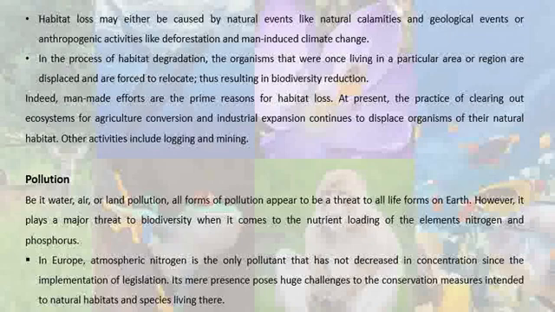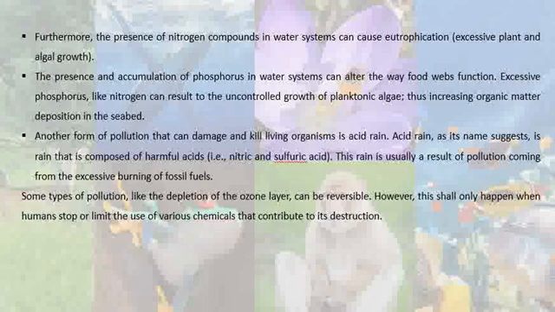Pollution is another threat, be it water, air or land pollution. All forms of pollution appear to be a threat to all life forms on earth, not just organisms, plants or animals, but we human beings also. However, it plays a major threat to biodiversity when it comes to the nutrient loading of the elements nitrogen and phosphorus. In Europe, atmospheric nitrogen is the only pollutant that has not decreased in concentration since the implementation of legislation. Its mere presence poses huge challenges to the conservation measures intended for natural habitats and the species living there.